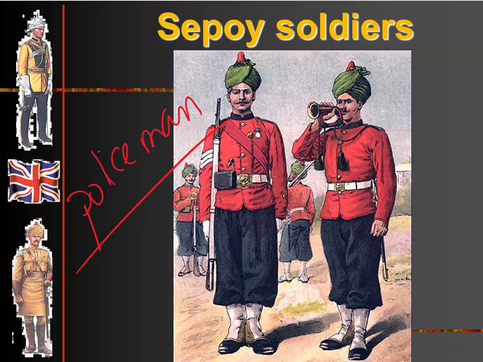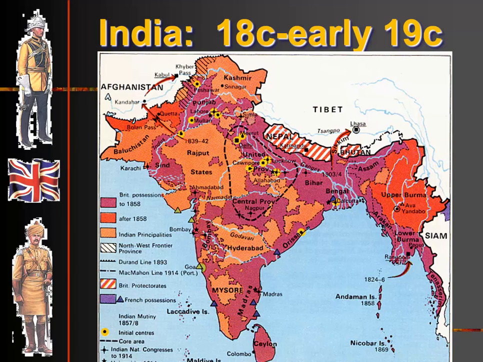So the battle begins June 23rd, 1757. And basically it had already been lost for the Nawab because almost the whole army defects to the British or they refused to fight. And so what the British were able to do at that point was to take direct control over Bengal and take control of this very, very fertile area.